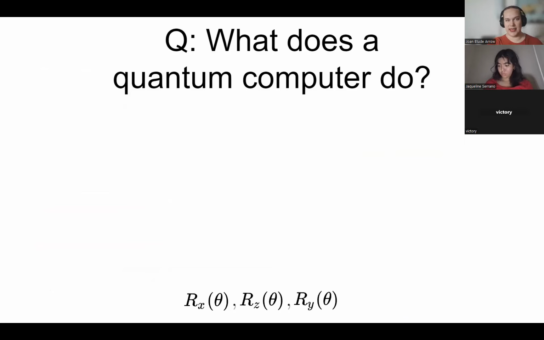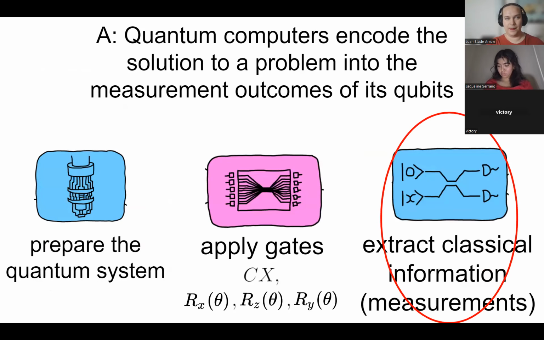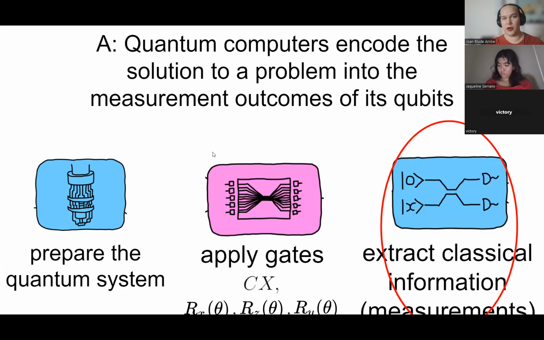This is the point that I wanted to get to at the end here. So we talked about what a quantum computer does. We can focus here on a quantum computer can be thought of as a device that encodes the solution of a problem into the measurement outcome of its qubits. So you can just think of the measurement as the finale, the end result that actually tells you what you wanted to know about the solution to your problem.